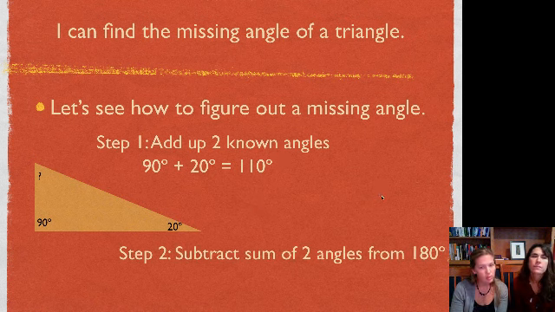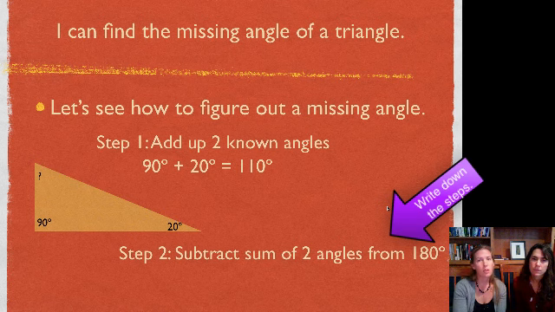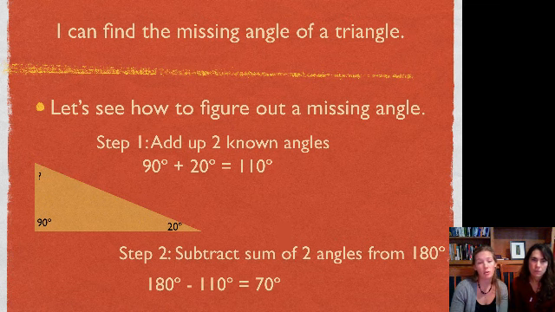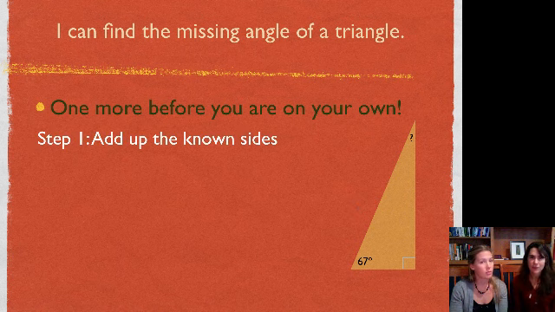The next step is to take or subtract that sum, so this 110, away from 180, because we know 180 is our total. So we're going to take away the ones that we already know. And that, whatever's left, should give us our mystery angle. So we took 180 degrees minus 110, and we got 70. So this angle right here is actually 70 degrees, if you were to measure it. So that is how you find it. It's pretty easy peasy. You can follow that same process every single time you have a triangle with a missing angle. So now you get to try one.